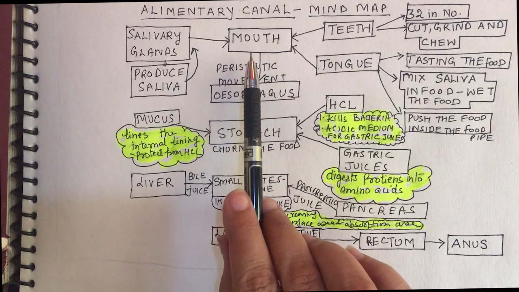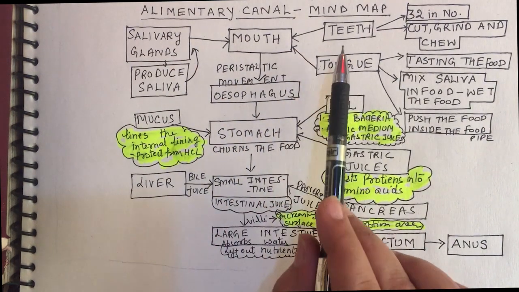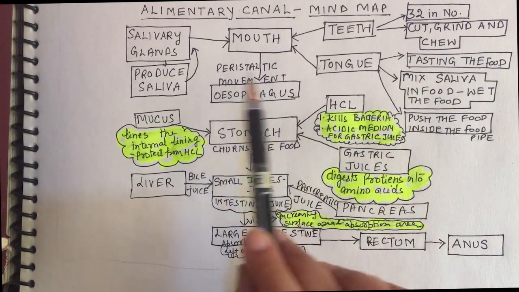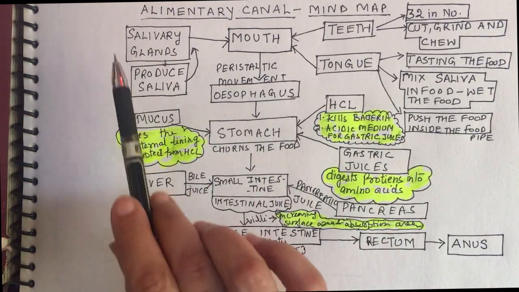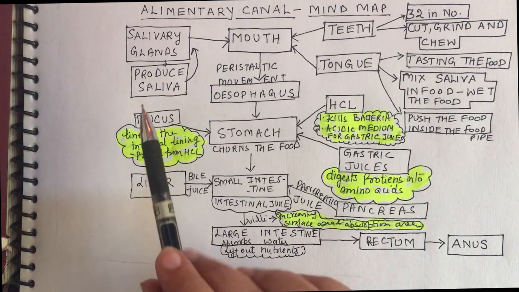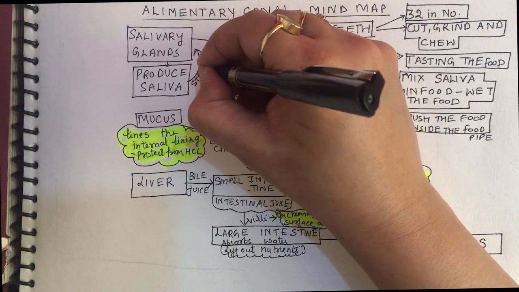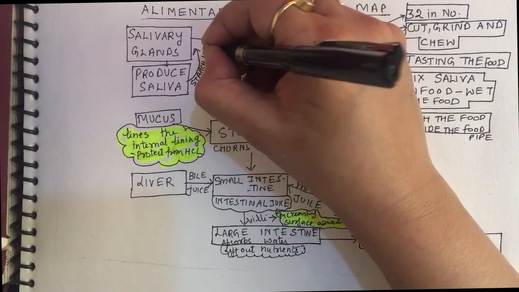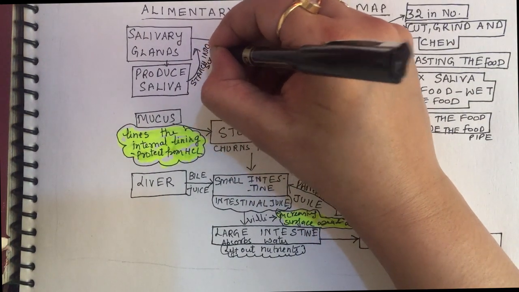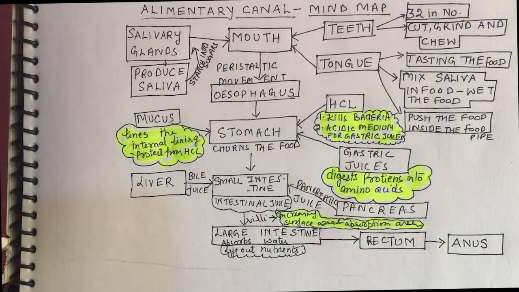The food first goes into the mouth. Here, mouth and buccal cavity. There are three things present: teeth, tongue and salivary glands. Salivary glands produce saliva, which helps in digestion of starch into simple sugars. We just forgot to mention it.